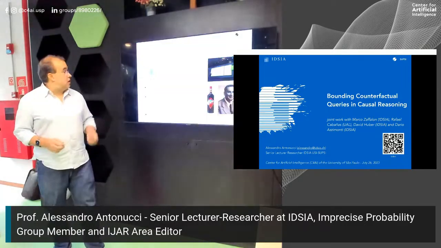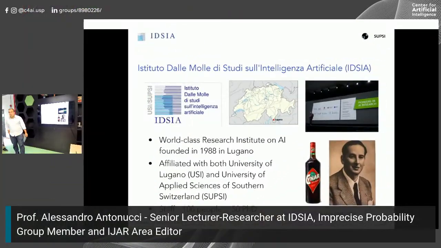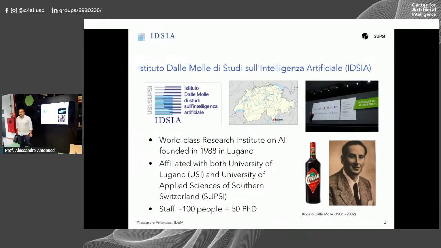So just before starting, I want to tell you something about my institute. I'm from IDSIA. IDSIA is a Swiss AI lab. We are located in the southernmost part of Switzerland, the Italian-speaking part of Switzerland. Lugano is this city very close to the Italian border. I'm sure most of you are asking yourselves, what is this bottle about? Especially if you are young, probably you don't know. I think this drink was popular, maybe still popular in Brazil, but it was very popular in Italy, in Switzerland, a long time ago. It's a bitter drink made of artichokes.